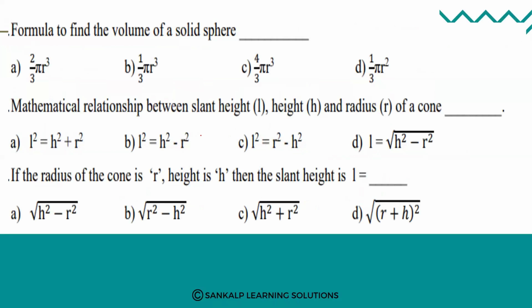Formula to find the volume of a solid sphere. Which formula is right here? Volume of a sphere is 4 by 3 pi r cube. Option C is right. Next, the mathematical relationship between slant height L, height h and radius r of a cone is L square is equal to h square plus r square. Yes or no? If the radius of the cone is r and height is h, then the slant height L is asked. That means we need to put a square root here, so root of h square plus r square. Option C is right.